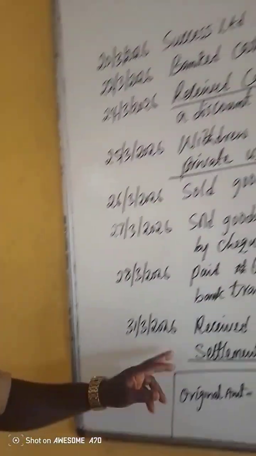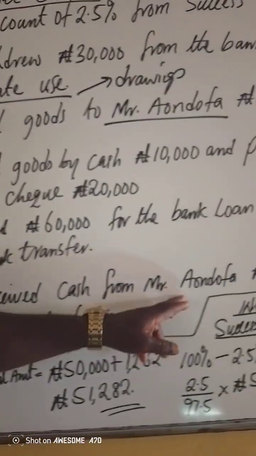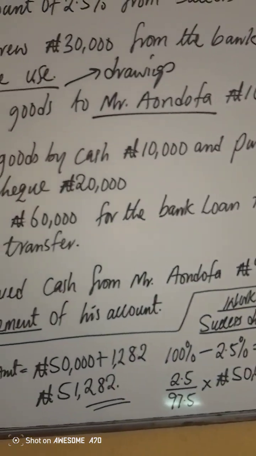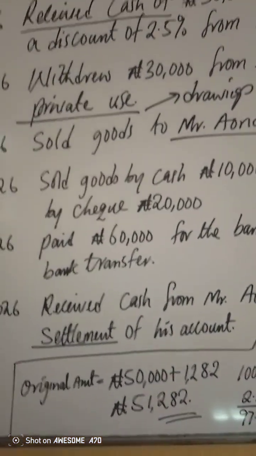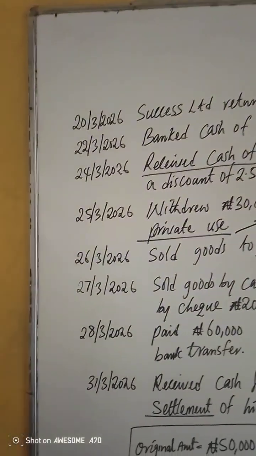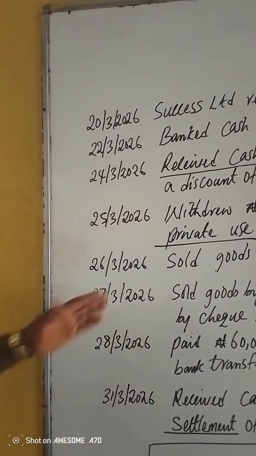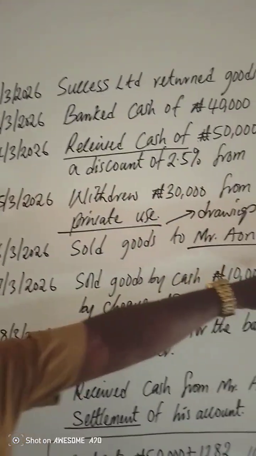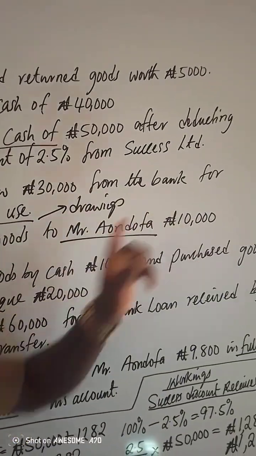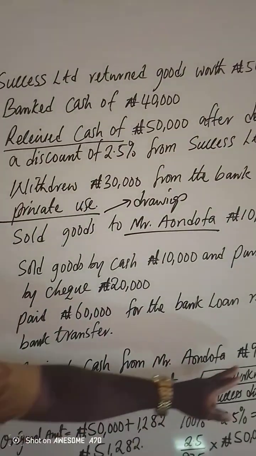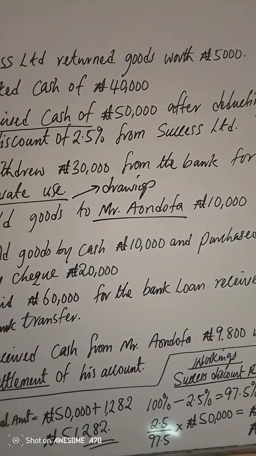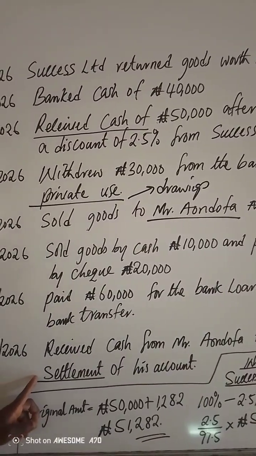So look at it clearly. We now say receive cash from Mr. Ondufa, 9,800 in full settlement of his account. Then you have to go back and check how much Ondufa was owing the business. If you go back, you discover that we sold goods to Mr. Ondufa worth 10,000. Now that we are receiving 9,800 from Mr. Ondufa and it's in full settlement, it means Mr. Ondufa is no more owing the business.